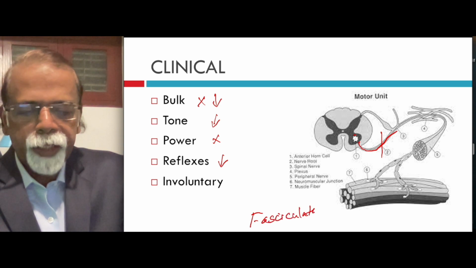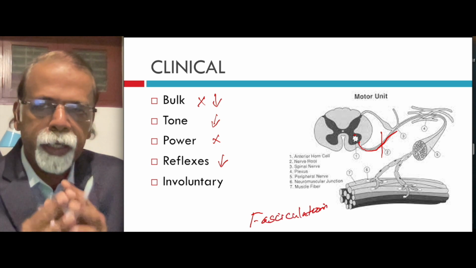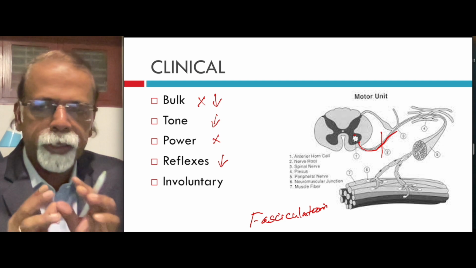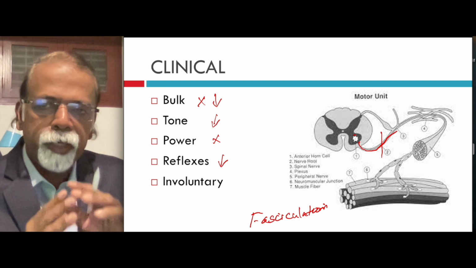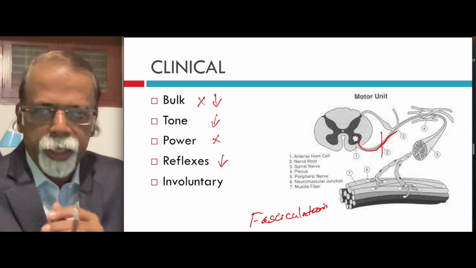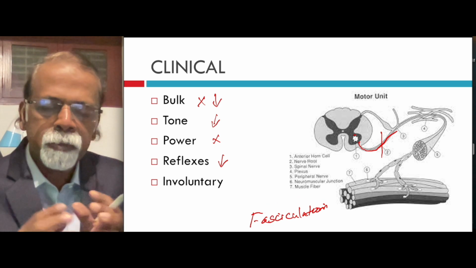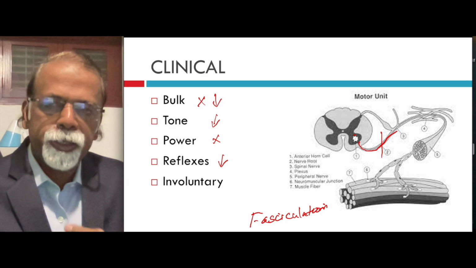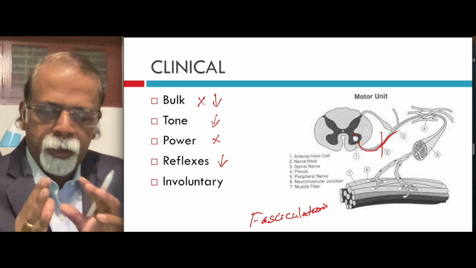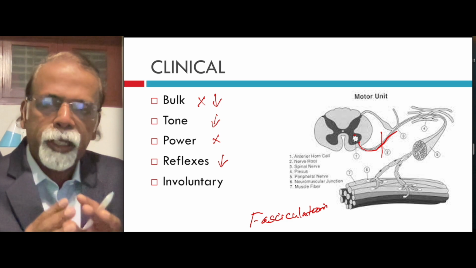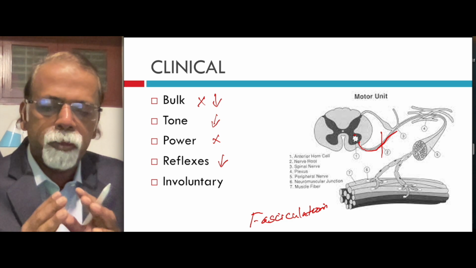So what is a fasciculation? Fasciculation is the contraction of the motor unit. That is a single anterior horn cell, and the muscle fibers supplied by it go into contraction. That is fasciculation. You might have experienced some twitches somewhere in the body. That is fasciculation. And this is visible, and fasciculation usually will not produce movement of a joint.